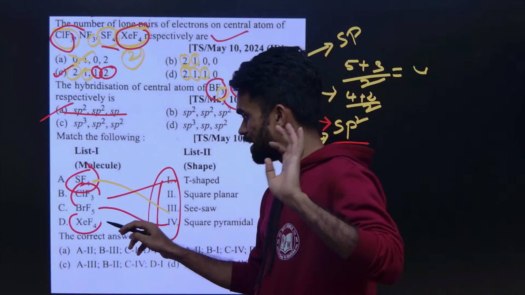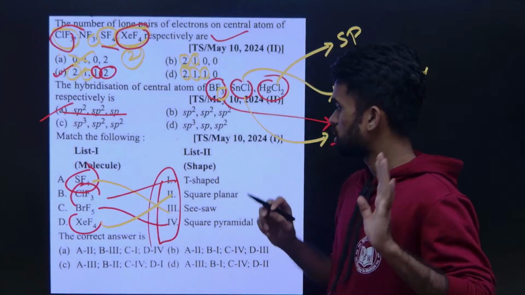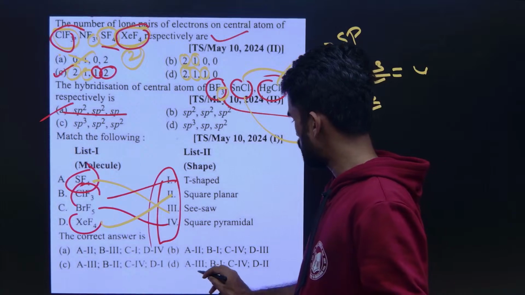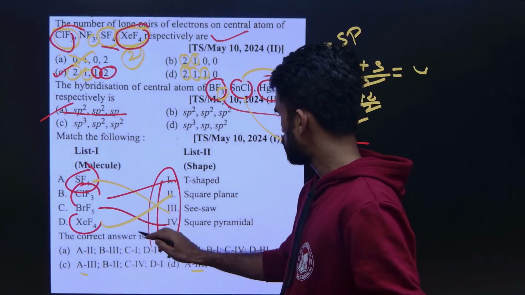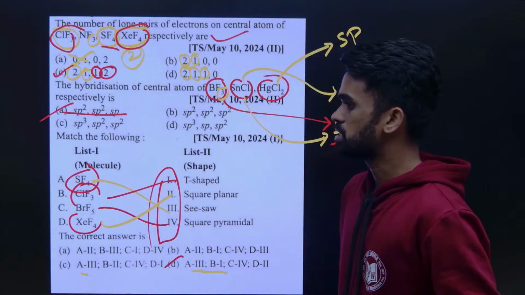So square pyramidal geometry we have, C with the fourth option. XeF4 octahedral geometry with 2 lone pairs becomes square planar. That's it. Everything is matched here. So A3, B2, B1. So fourth option will be your answer for the question.